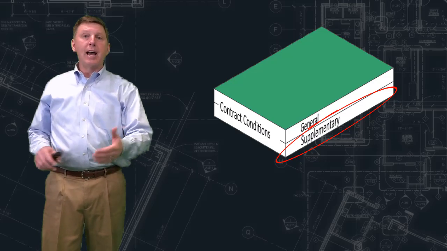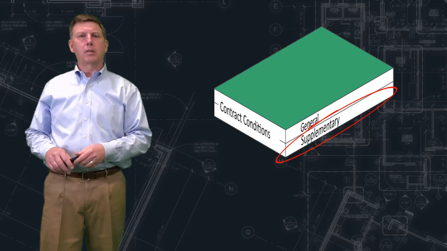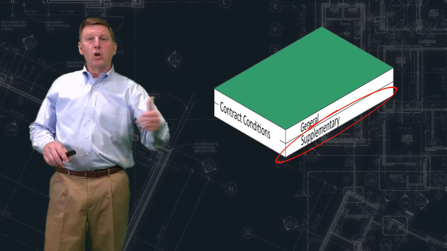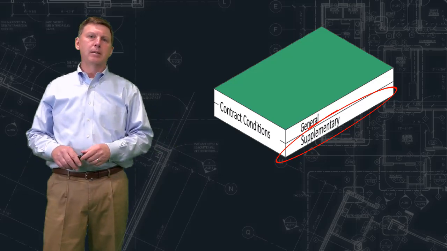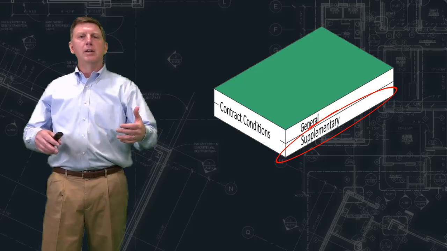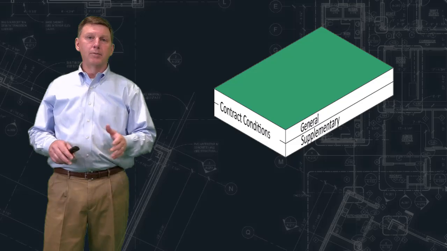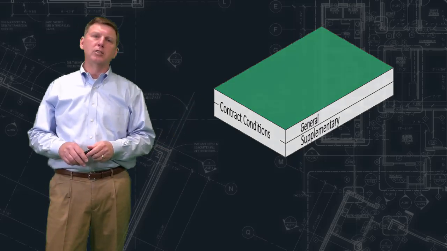And then supplementary conditions are those things unique to the project. Supplementary conditions can add to the general conditions, or they can change the general conditions. Sometimes you'll see supplementary conditions state that for a certain article of the general conditions, substitute this paragraph. Because a project requires certain changes, they can do that with the supplementary conditions. So again, you'll see the general conditions stay pretty constant and the supplementary conditions change over time.